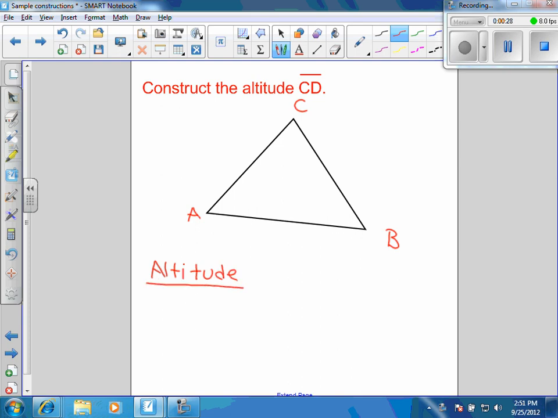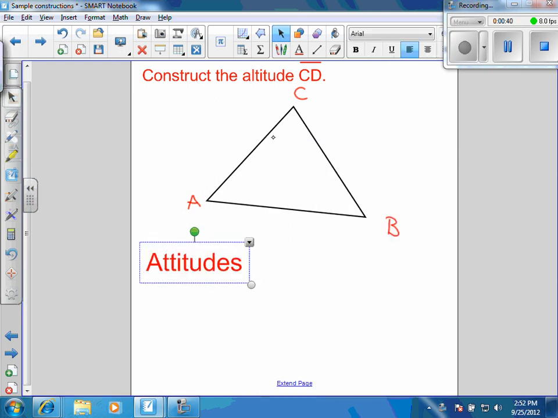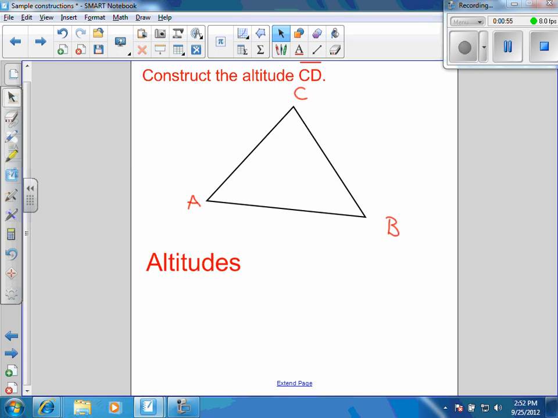Yeah, Robbie. So I don't have it for you right now, but you can follow along. Look at it, it says attitudes, but it's really altitudes. Just watch. Does that just look weird to you? Yeah, but it's correct.